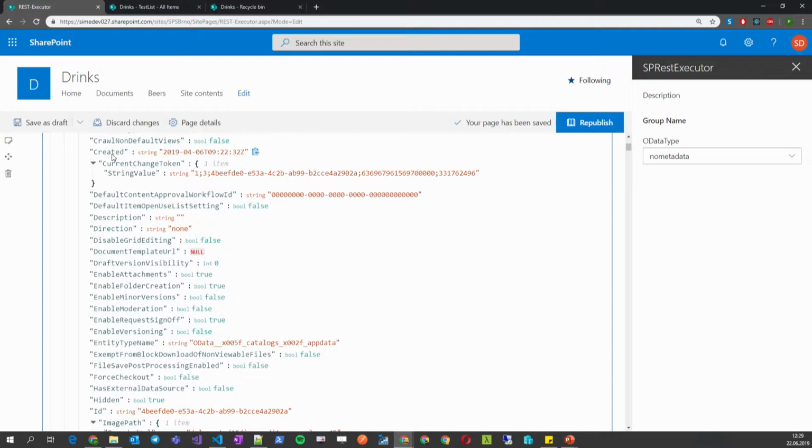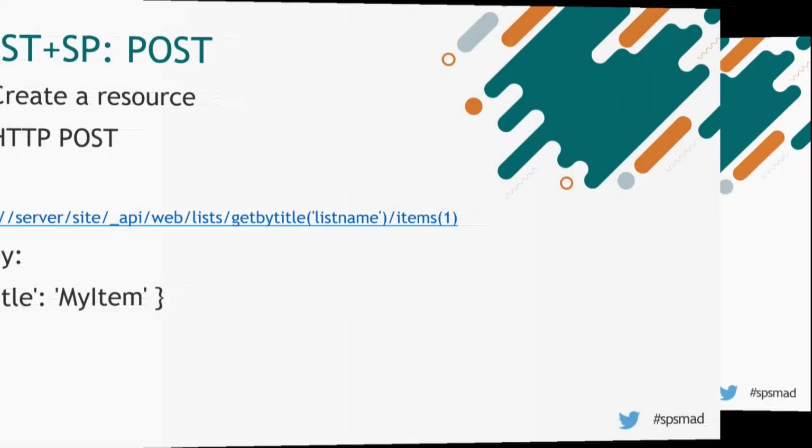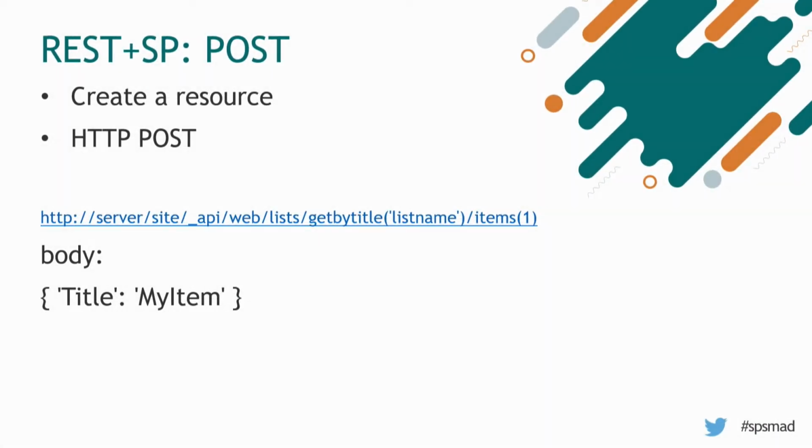But what if I would like to create something or edit something? So let's come back to our presentation. For creating new items, we'll use HTTP POST. And this is pretty straightforward, right? We are just preparing our JSON that describes what metadata, what fields should have which values. And we are just executing this POST query to the correct endpoint of the list. In this case, it's going to be the list with items. And that's it. So let's try to do that.